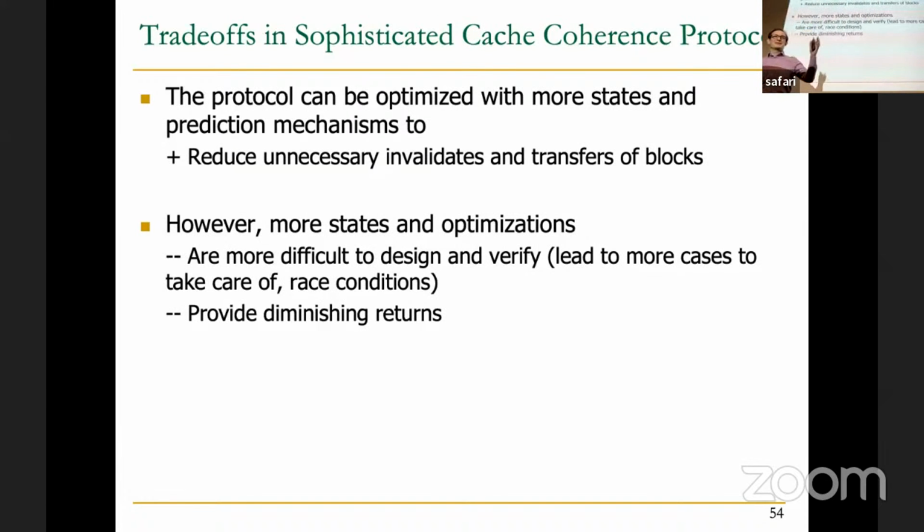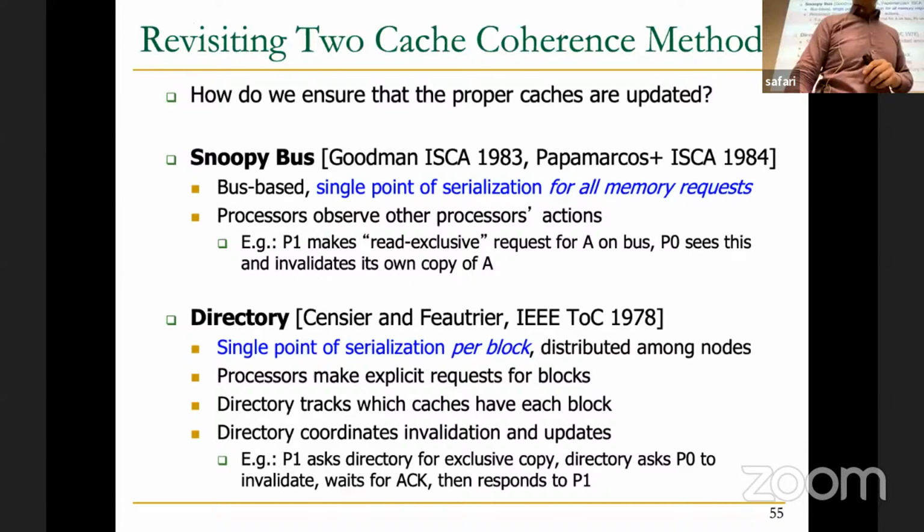So valid-invalid to MSI, huge gain. MSI to MESI, a little bit smaller gain. MESI to MOESI, smaller gain, and you start optimizing with smaller, diminishing returns. You get fewer and fewer gains. And so in some specific workloads, gains could be huge, of course, right? Depending on the access pattern of the workloads.